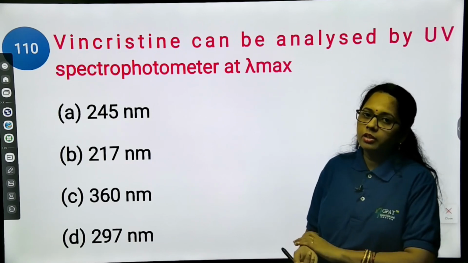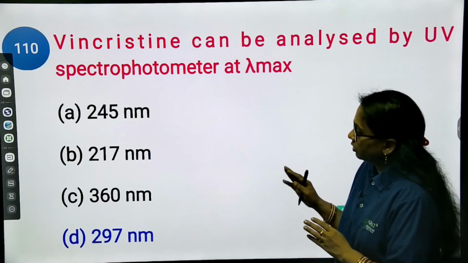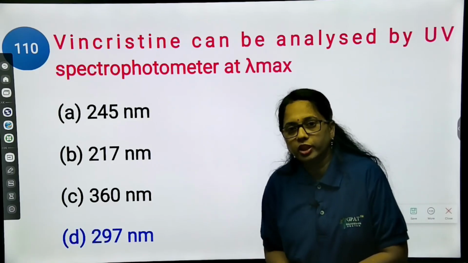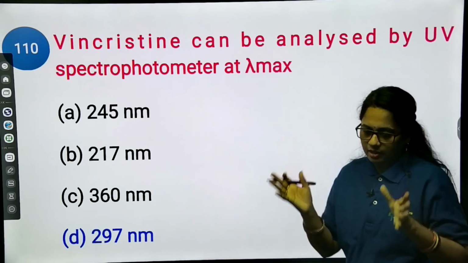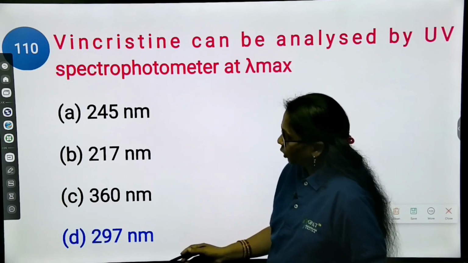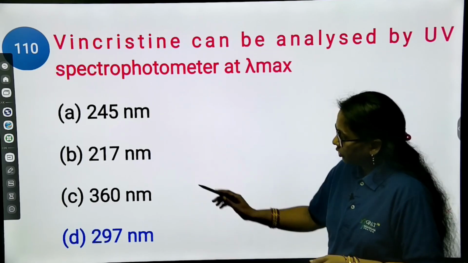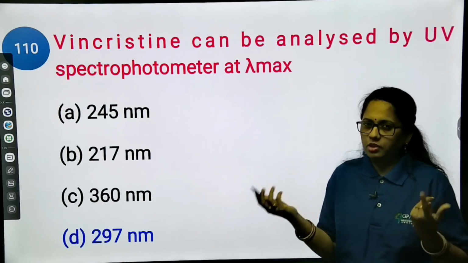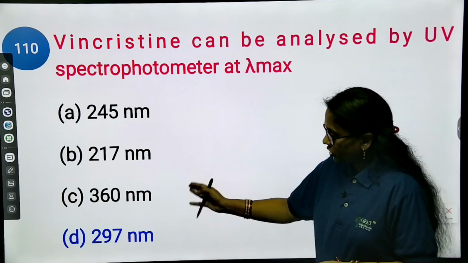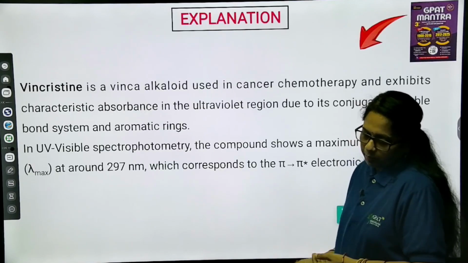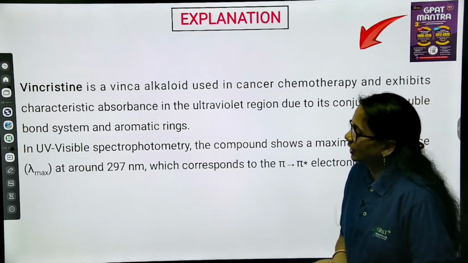But theoretically, if it is an aromatic compound, we can say that the wavelength might be more than 285 nanometer, right? So in that way we can guess it. But if you observe the options they have given, 245, 217, 360, 297. So 245, 217, we can guess that these may not be the right answer, either 297 or 360. In these two, the answer might be present. Okay, but by guessing you cannot give the correct option.